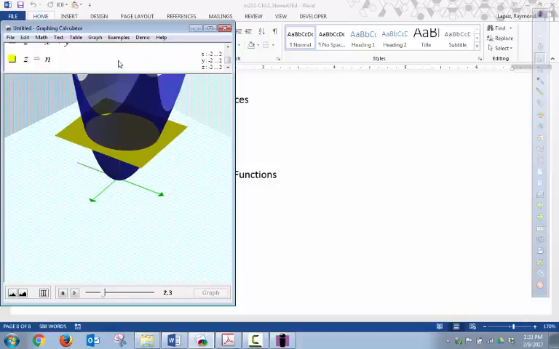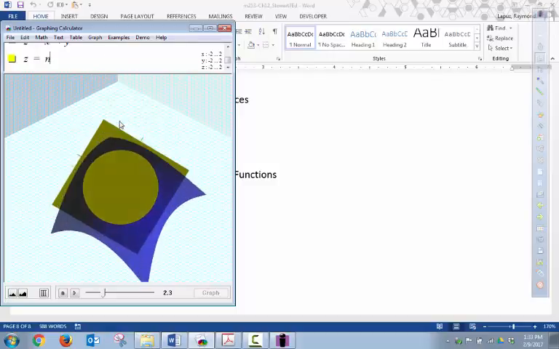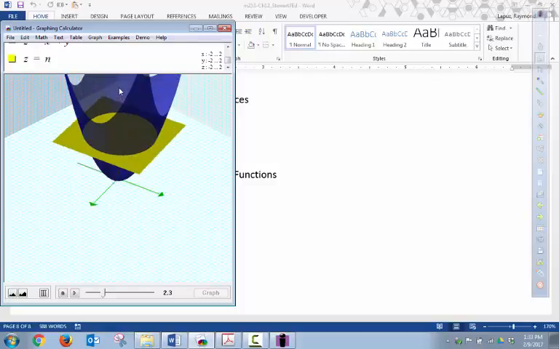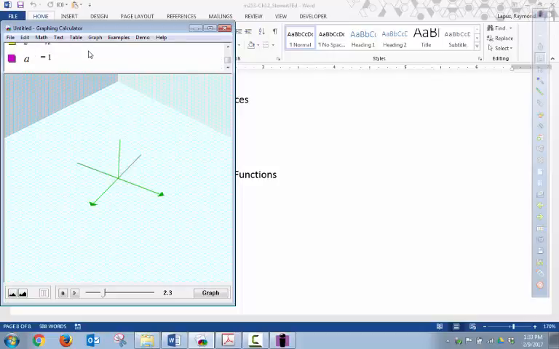In fact, it's interesting to look at how it would look from the top. And another cool thing about this program is that we can take a look at it from the top.